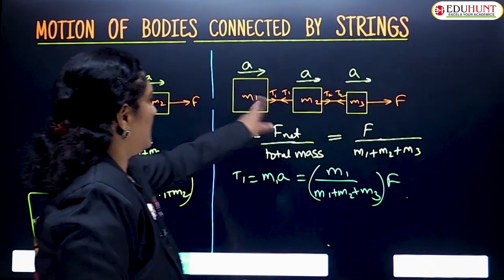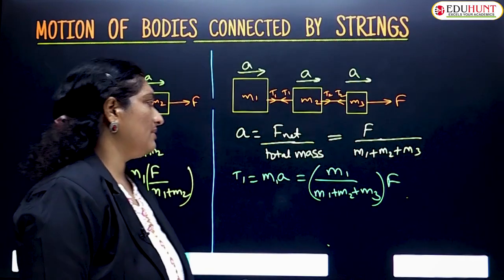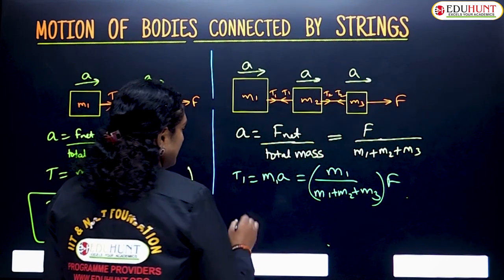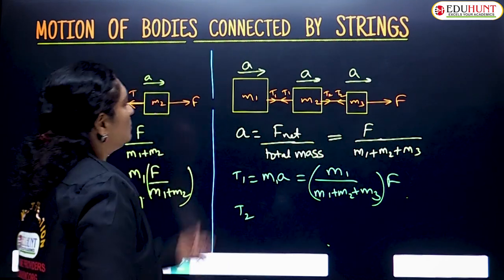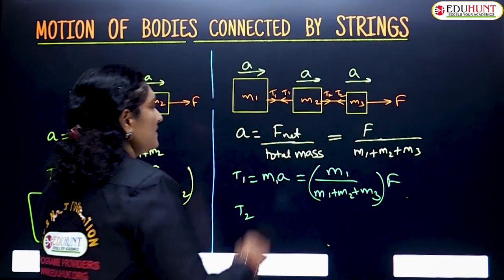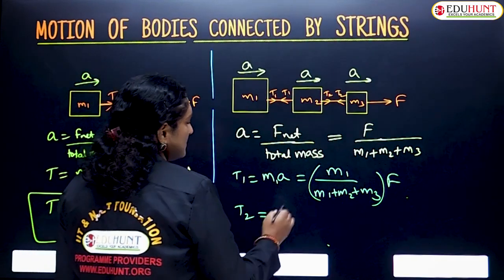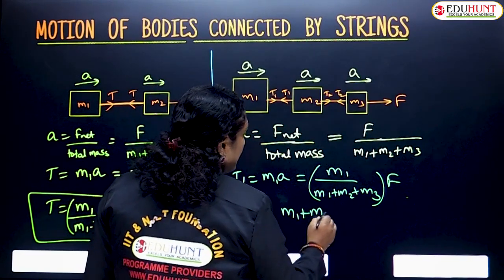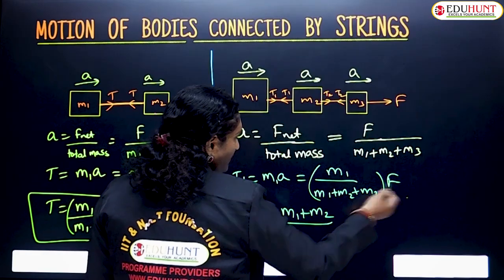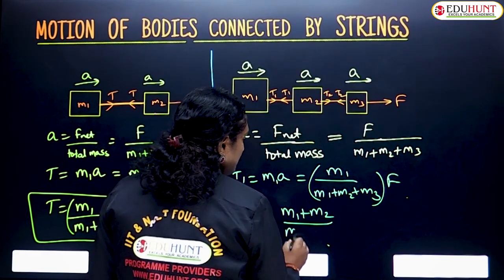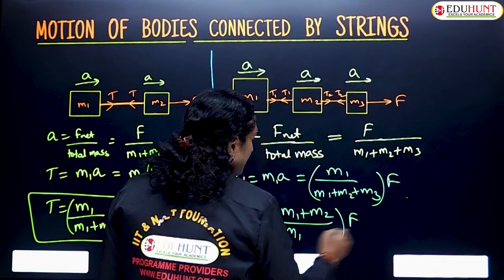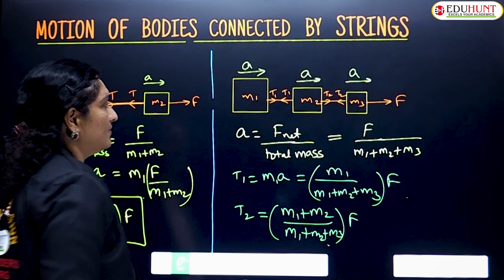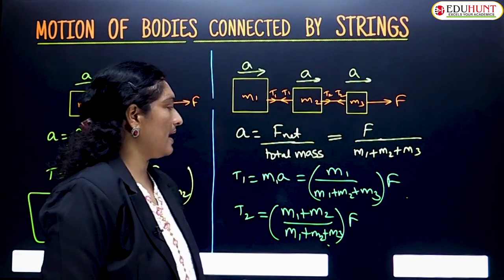So, tension T1, the contacting force we guessed earlier, is now found to be m1 by m1 plus m2 plus m3 into F. If you would like to find the value of T2, because of T2, these two masses, that is m1 and m2 together, are being accelerated. Hence, the formula for this: what are the two masses acting? m1 plus m2 into the acceleration, which is F by m1 plus m2 plus m3. So, this is the value of the tension acting between the two masses, that is m2 and m3.